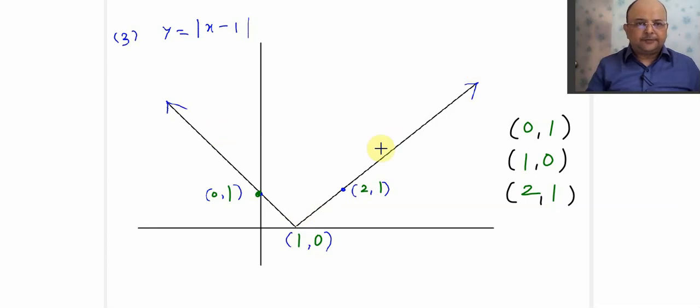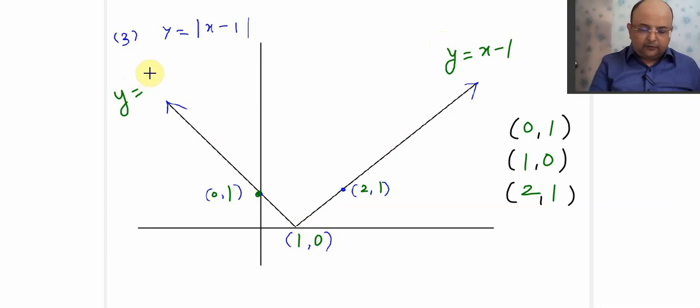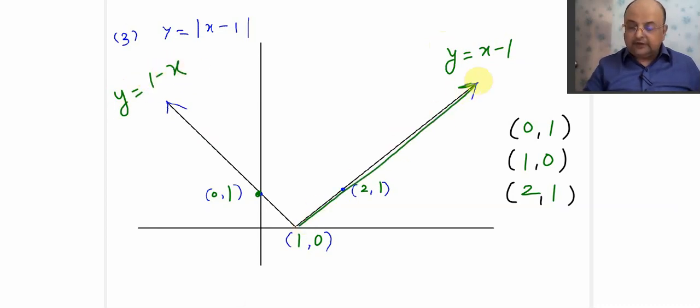This is actually y equals x minus 1, and this is y equals 1 minus x. This ray is y equals x minus 1, and this ray is y equals 1 minus x. I can make you understand.